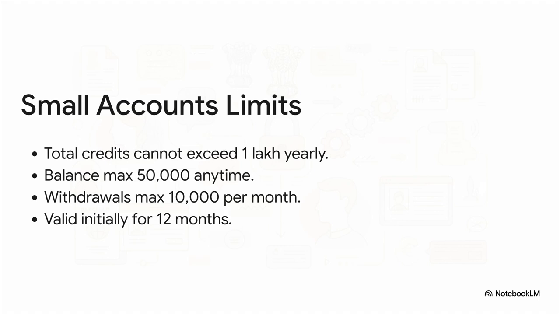To promote financial inclusion for folks who might lack full documentation, we can open small accounts. But as per Chapter 6, Paragraph 23, they come with incredibly strict volume limits to prevent misuse. Total credits cannot exceed 1 lakh rupees in a single year. The balance can never exceed 50,000 rupees at any point in time. And withdrawals? Capped at 10,000 rupees a month. These accounts require your close, continuous monitoring and are initially valid for only 12 months.